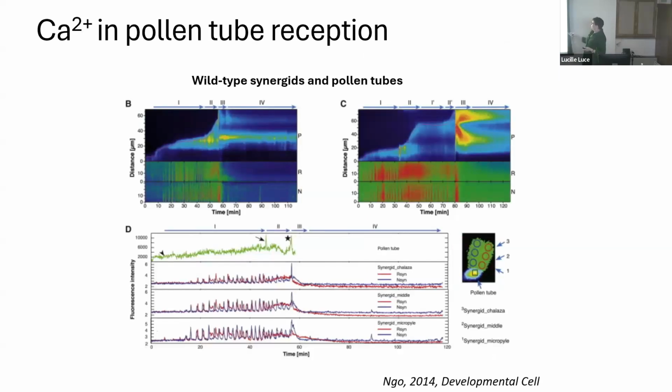It's also shown in Uli's lab in this study that those calcium oscillations, if you quantify them, we can see in wild type, in both the receptive synergid and the non-receptive synergid, we have these calcium oscillations. And we also have it in the pollen tube as well. Then after the pollen tube bursts, the pollen tube is dead, and the receptive synergid will die, and the other synergid stays alive.